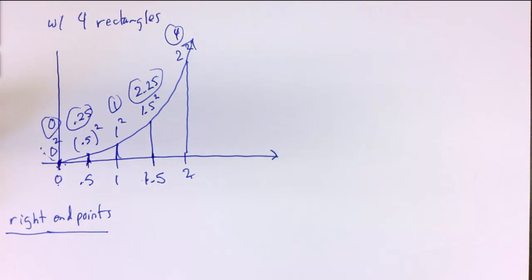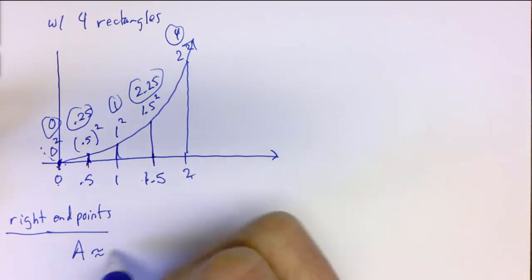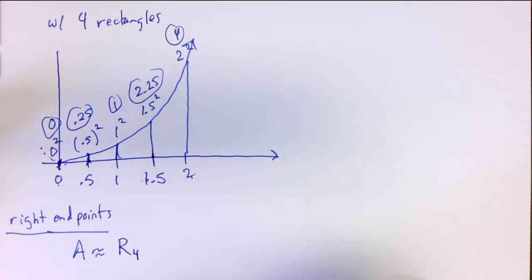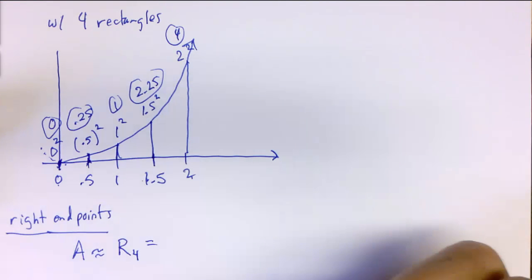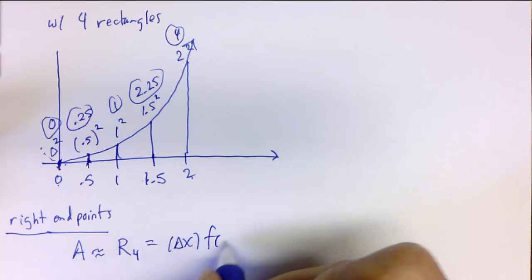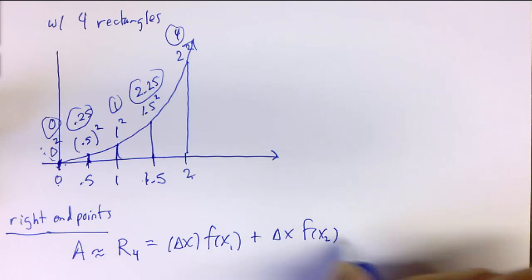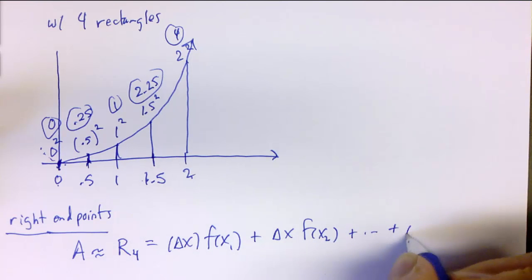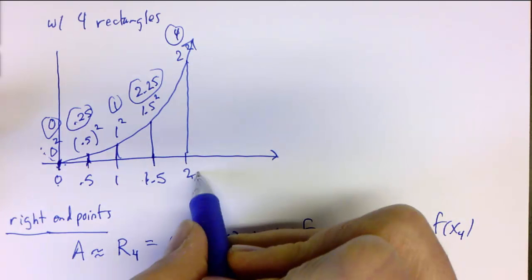Right. So the area is going to be approximately, we'll call the right endpoint sum R4, because we're using 4 rectangles. Right, it's the width of the first subinterval, 0.5, say delta x, times f of x1, plus delta x times f of x2. We have to do this 4 times until we get to the 4th point. The 4th point here is the same as b.